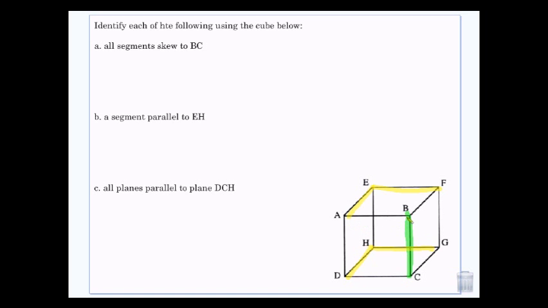AB will intersect. So here, hold on one second. These lines all intersect, right? They all touch BC, so it's none of those. And then these lines all run in the same direction, so it can't be those. So we found them, the four yellow ones.